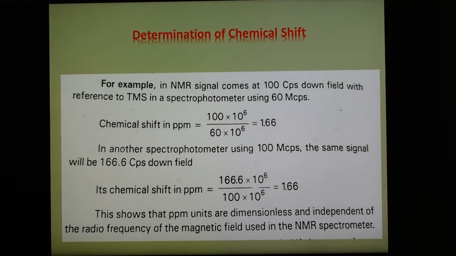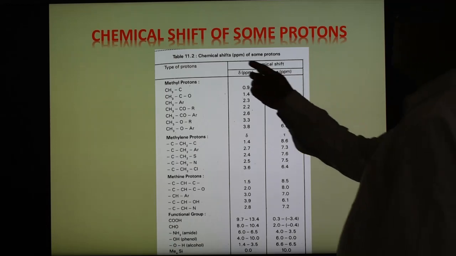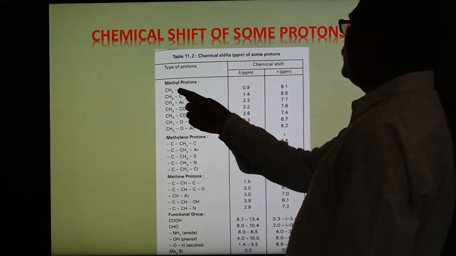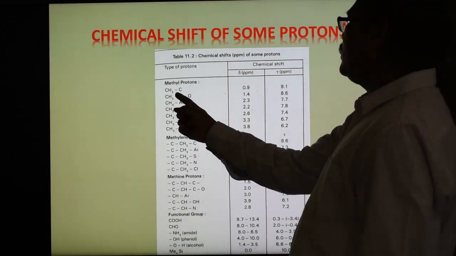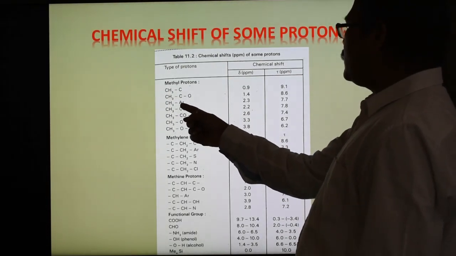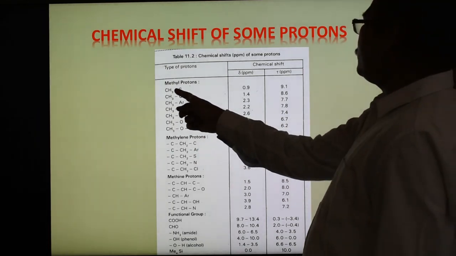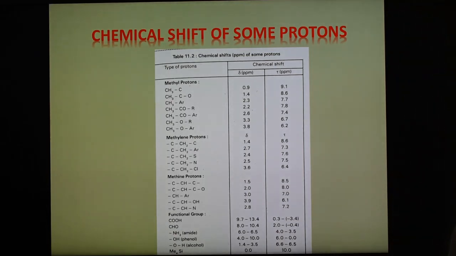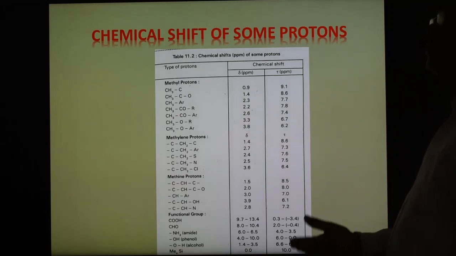Chemical shift values of some groups are shown in this table. So this table shows the chemical shift in ppm of some protons. Methyl protons are of different types: methyl attached to carbon, methyl attached to C=O, methyl attached to an aromatic ring, and so on. So different protons are there. These protons show values in delta ppm such as 0.9, 1.4. These are the values shown here for different types of methyl protons.